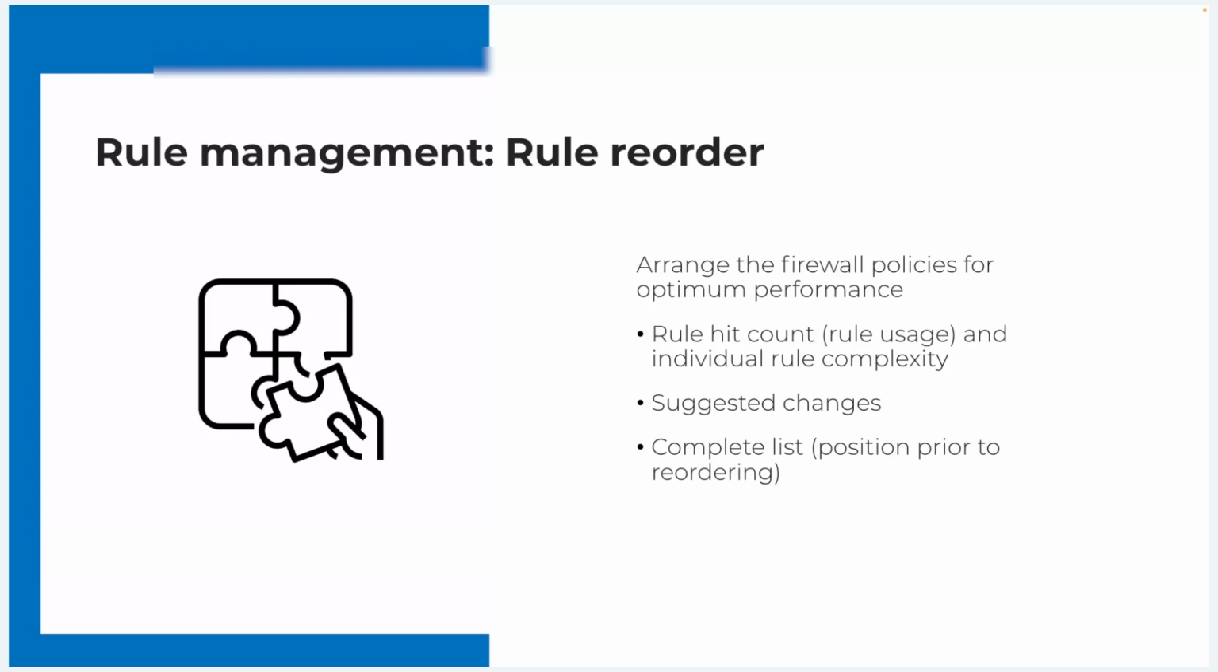Every time this rule needs to be accessed, Firewall Analyzer will have to go through all the other 499 rules that are present ahead of it. What this does is it takes a hit on the firewall's processing speed. Firewall Analyzer provides a rule reorder report, which helps you solve this problem.